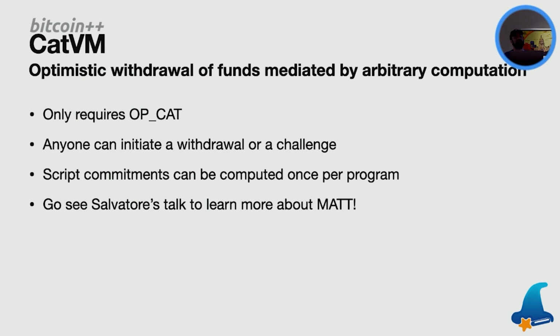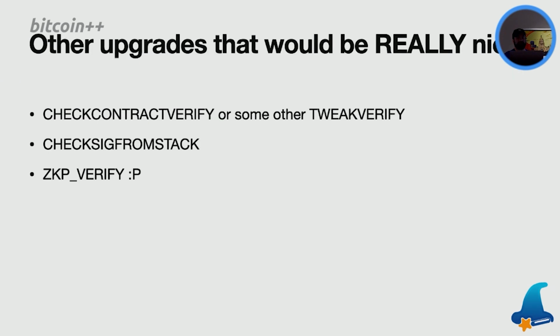So if we have OP_CAT, we can build this optimistic withdrawal system where funds are handled by arbitrary off-chain computation. Anybody can initiate a withdrawal or a challenge if you have enough data to reconstruct all the trees. So it doesn't rely on having a predefined set of people that you've done pre-signed transactions over. All of these script commitments can be computed once per program and then just kept in your client software. And you should definitely check out Salvatore's talk and Johan's talk to learn more about it.